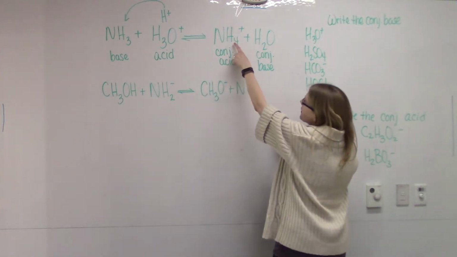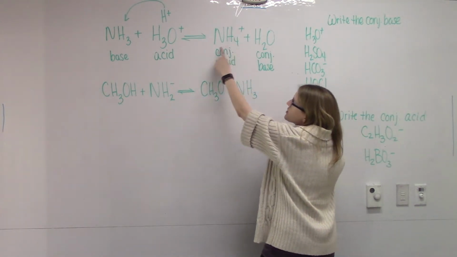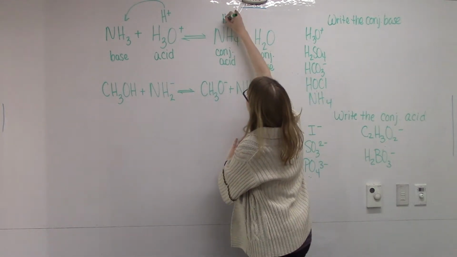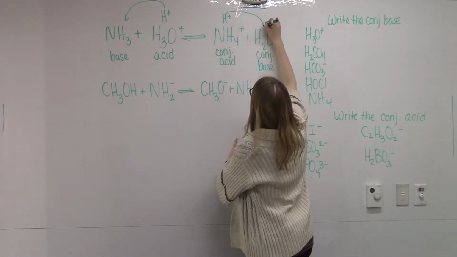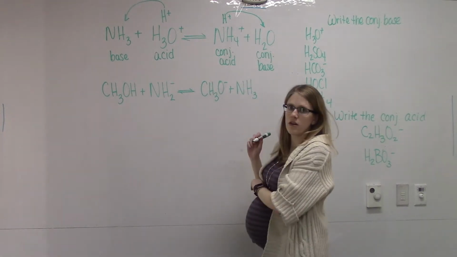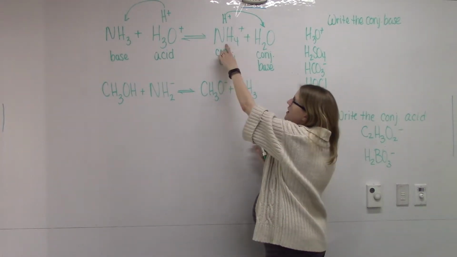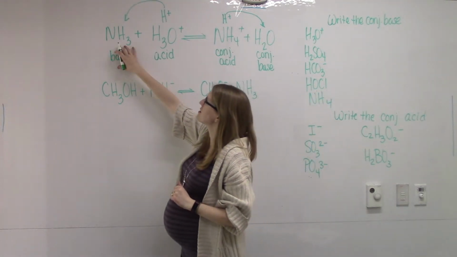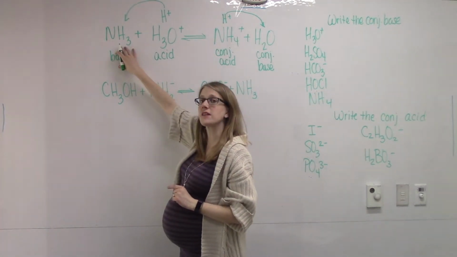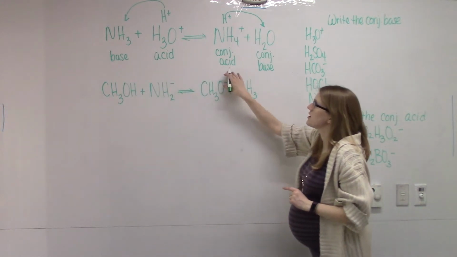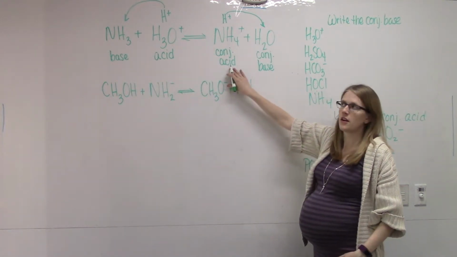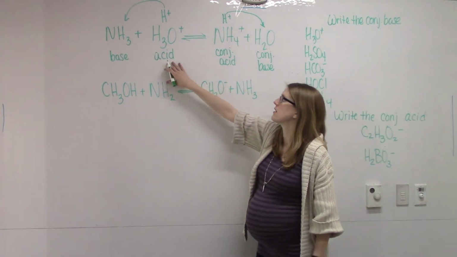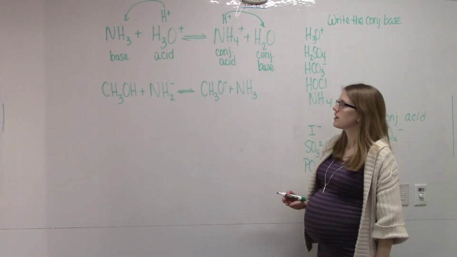Let's look at what's happening here. NH4+ is turning into NH3. Do you see how NH4+ is giving an H+ to the H2O? So let's look at this side. NH4+ actually behaves like an acid. So anytime you have a Bronsted-Lowry base that reacts with a Bronsted-Lowry acid, what results is going to be a conjugate acid. The base produces the conjugate acid. The acid produces the conjugate base. Let's do the next one.